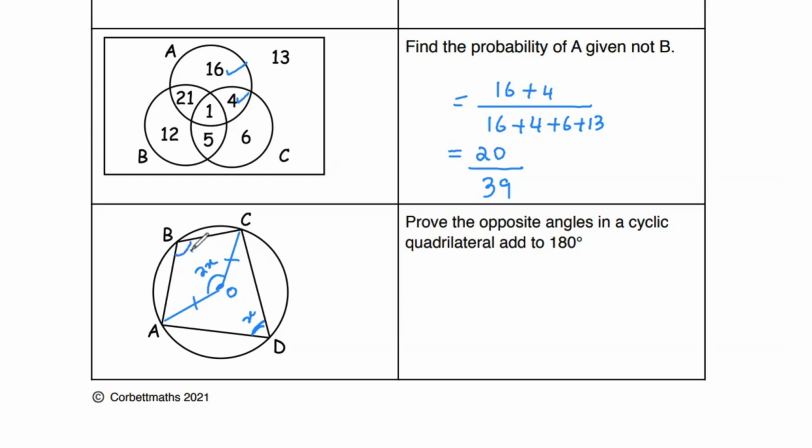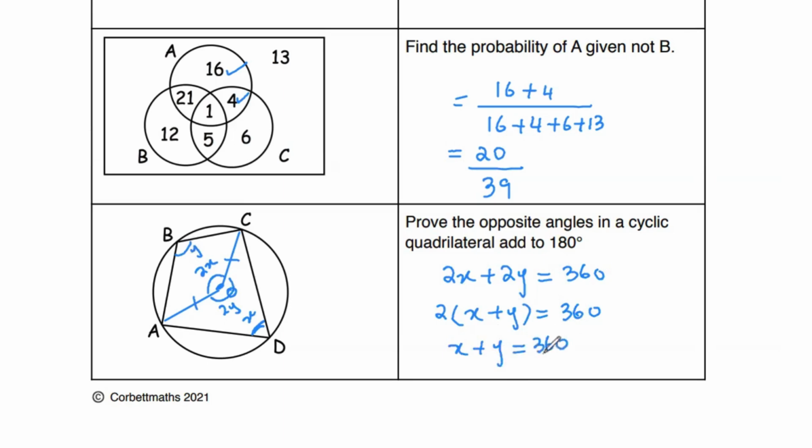We say this is y. This one is also twice this angle, so that's going to be 2y. So this is making one complete circle. So 2x plus 2y equals 360. Take 2 common: 2 times (x plus y) equals 360. That means x plus y is going to be 360 divided by 2, and x plus y is equal to 180.